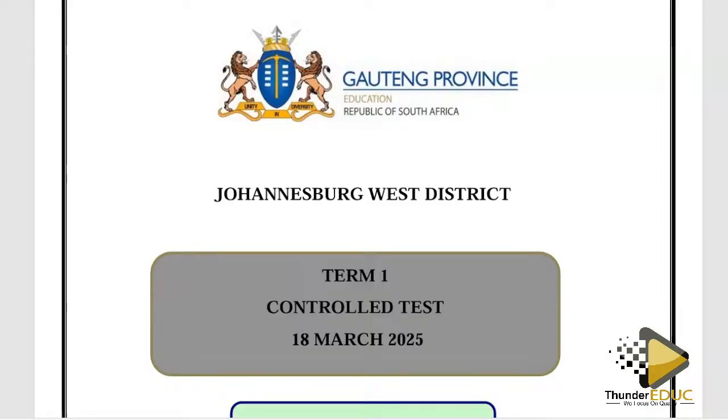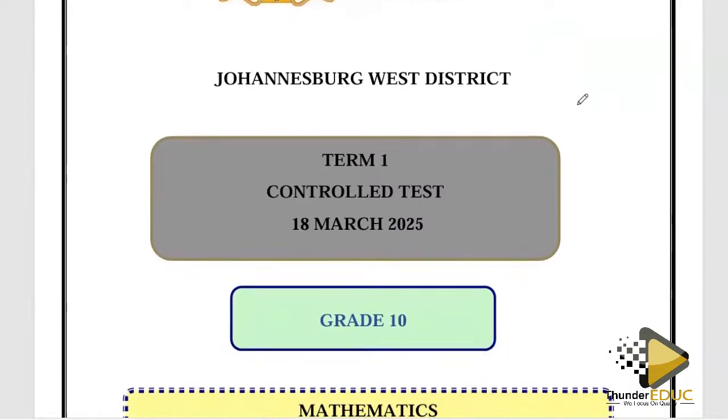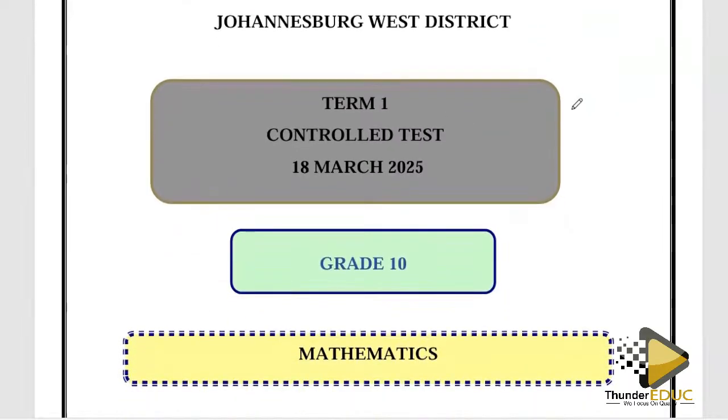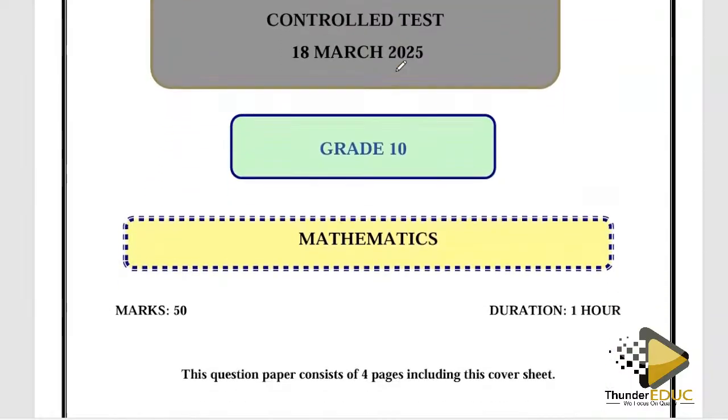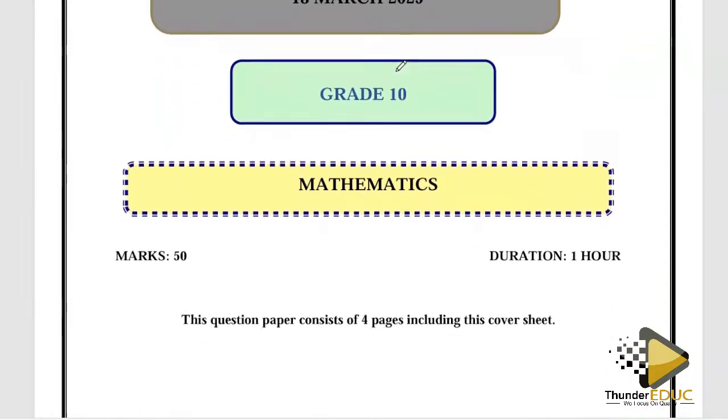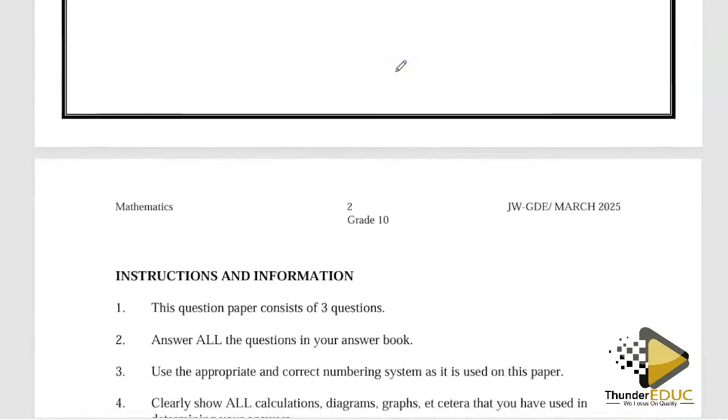Grade 10 Mathematics Term 1 test. Okay, so this paper is from Johannesburg West District, the best district so far. Looking at the instructions, we're going to have 50 marks and 1 hour.